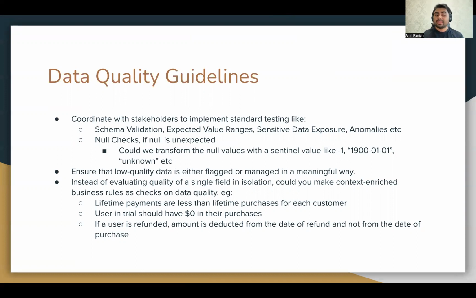For example, lifetime payments should be less than the lifetime purchases. If this is a business use case, is data satisfying the quality based on this logic? Or users in the trial should have $0 in their purchases. These things need to inspect multiple fields and tie them together inside a business logic.